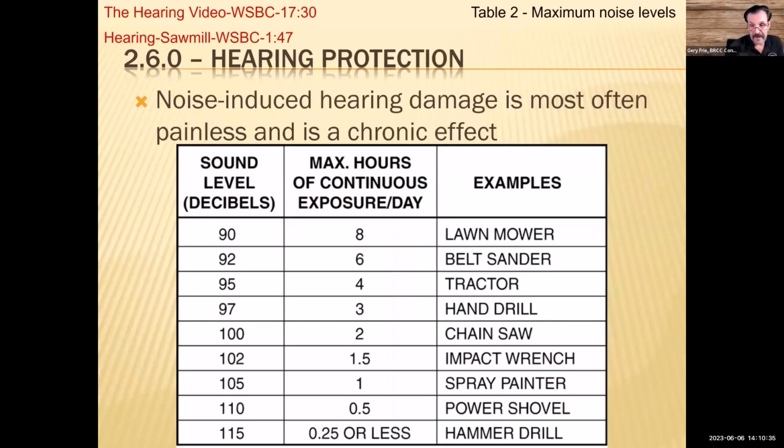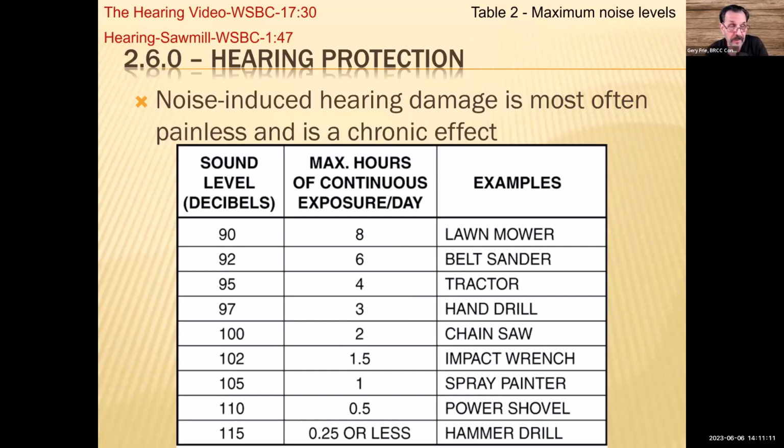Hearing protection. Another aspect of PPE is having protection for your hearing. Noise-induced hearing damage is most often painless, and it's not noticed, and it's a chronic effect, meaning it happens over years. So a lot of times employers don't spend a lot of energy protecting people from hearing loss because it's hard to prove where you lost your hearing. So they're not too worried as long as they've provided you a bunch of earplugs, whether you wear them or not. Well, those days are changing.